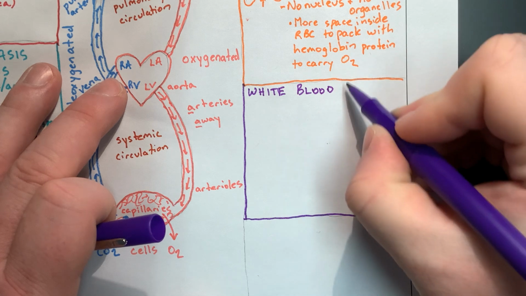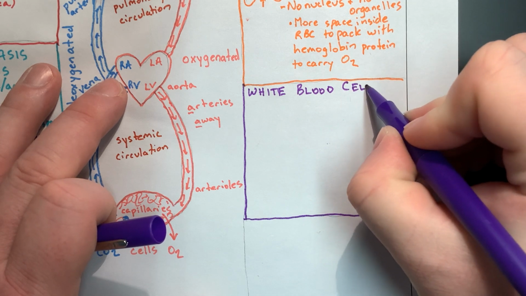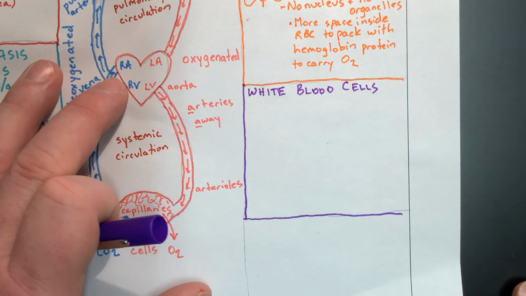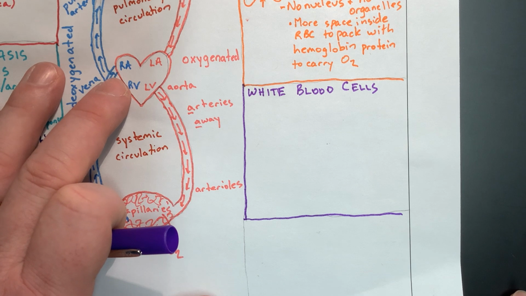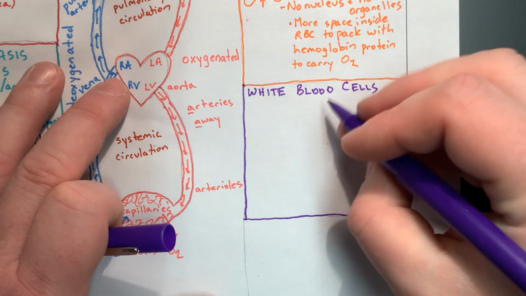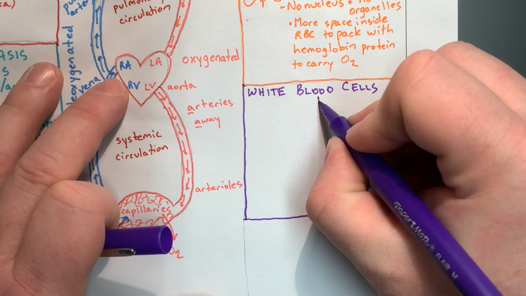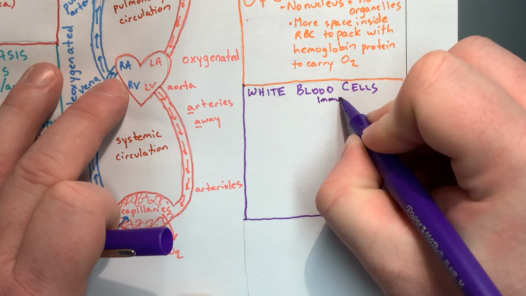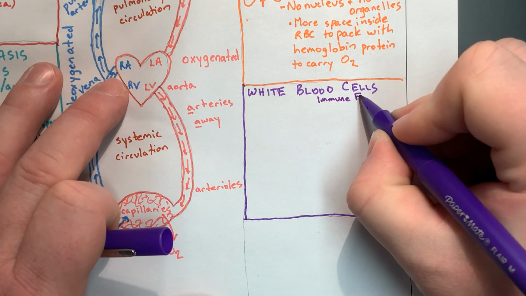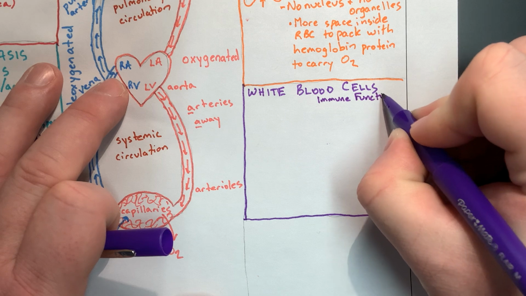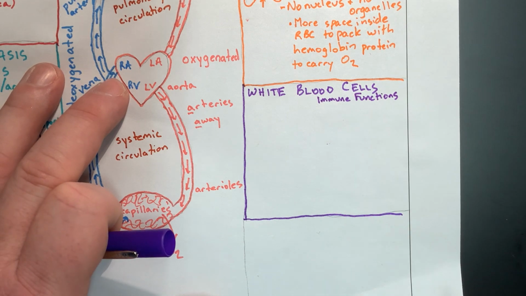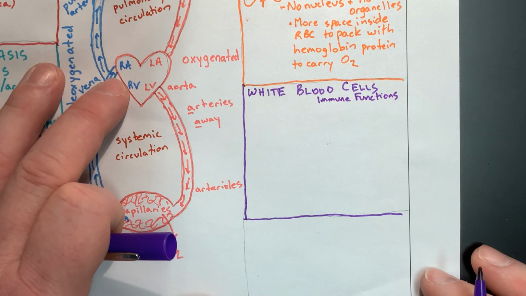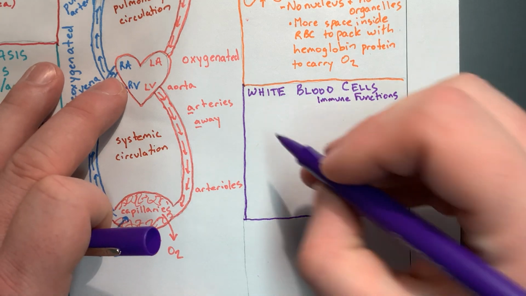We could have a whole class or a whole unit just on white blood cells. So this is going to be just the basics. Physiologically, you can think about white blood cells as being involved in immune functions. And we've got six different types of white blood cells that we need to keep track of.